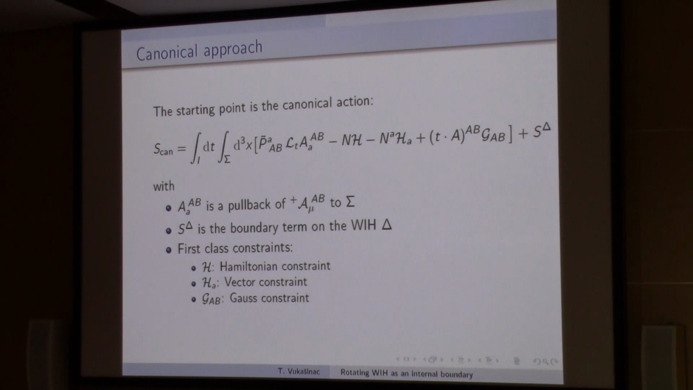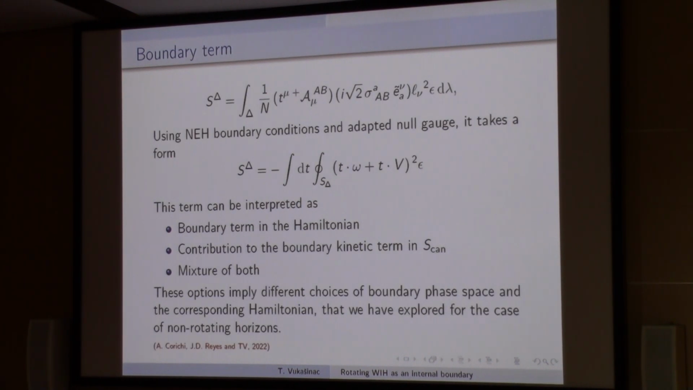And we have this usual kinetic part in the action, which lives in the bulk. And we have these parts that are just a combination of constraints of the theory, plus a boundary term that we obtain because we need to do some integration by parts. It turns out that the boundary term is of this form and can be calculated for the horizon.